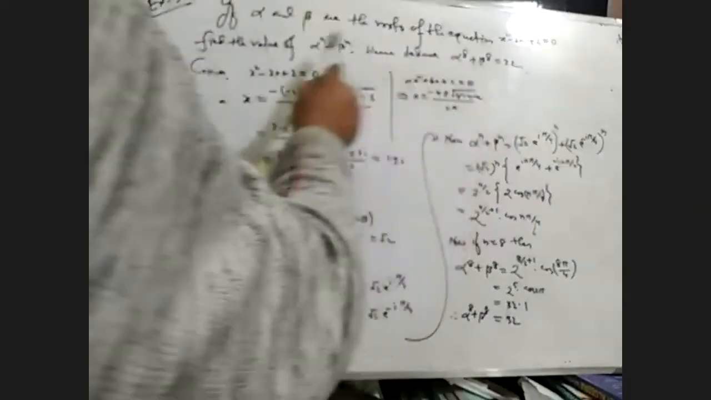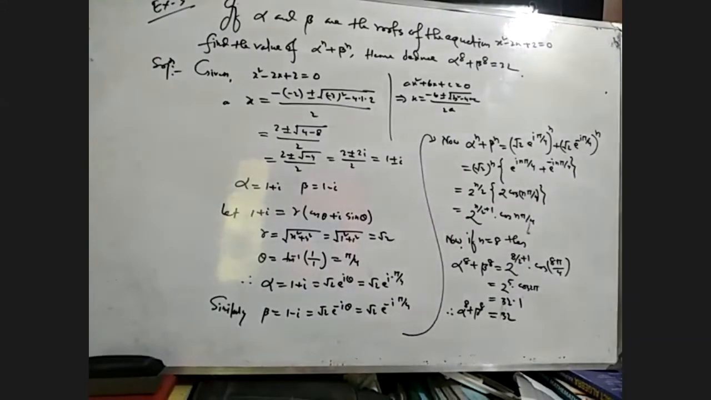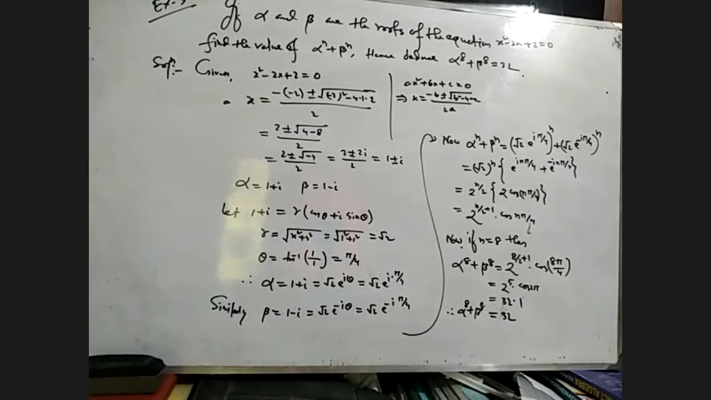This is the result, and alpha to the power n plus beta to the power n equals to 2 to the power n by 2 plus 1 into cos n pi by 4. This is very easy.